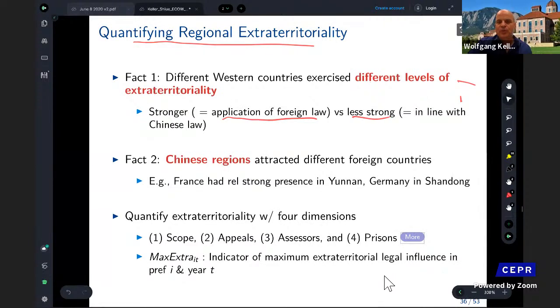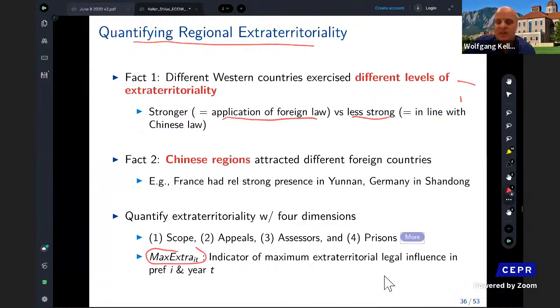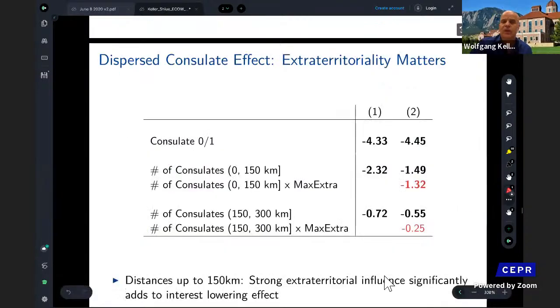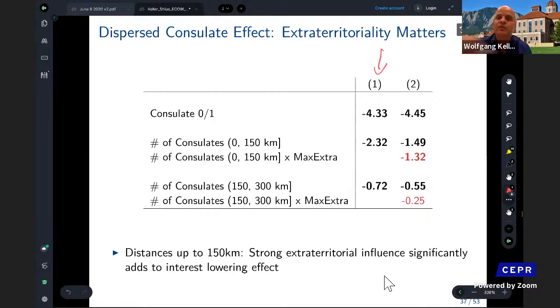And so let me just show you the definition of the variable that we're creating. It's an indicator that in a particular region, prefecture, there was maximum extraterritorial legal influence present in this area. And so that's the variable that we're using. So this is the same kind of structure as the results that I've just shown you. First, we have only these distance bands that you already saw, and then we're adding the distance bands interacted with that extraterritorial indicator.